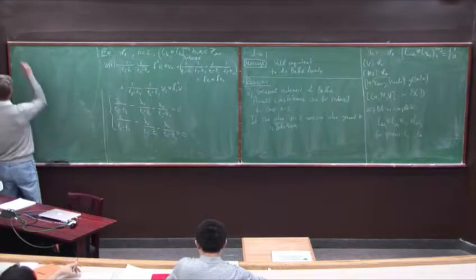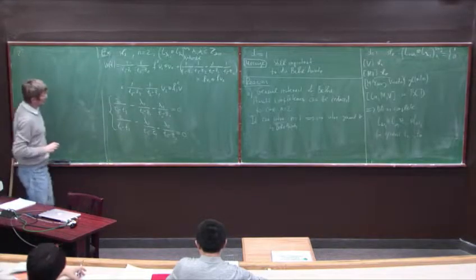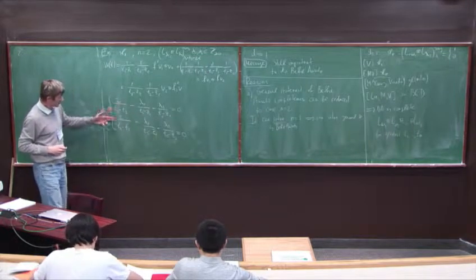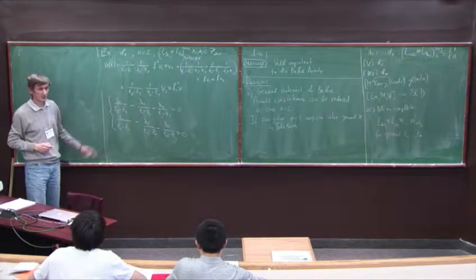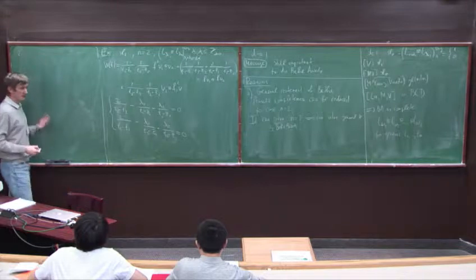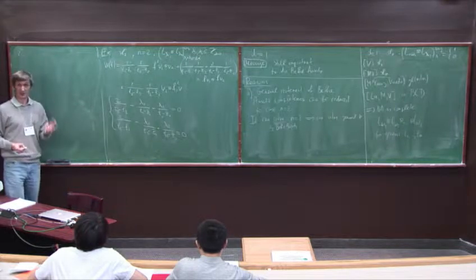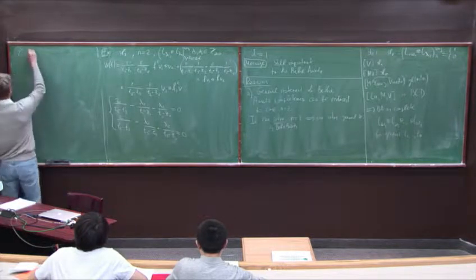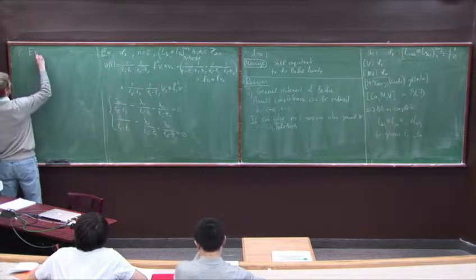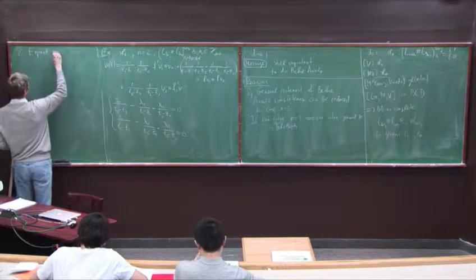So the second reason. This system of equations is quite complicated. It has many variables in it, many equations in it. But if you know that the solution is unique, you can expect that you can solve it explicitly.